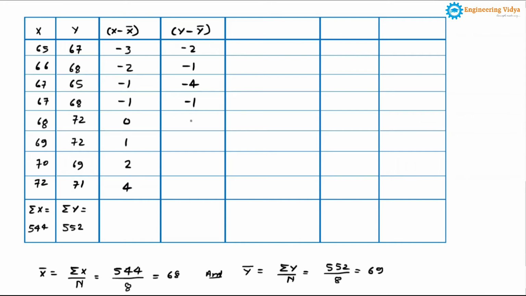72 minus 69 will be nothing but 3. Again we'll get 3. 69 minus 69 will be 0. 71 minus 69 will be 2, right? I hope you understood everything over here.